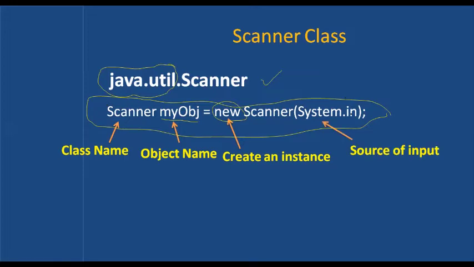In the constructor, you have to specify from where you would like to read the data, the source of input. Generally, you can read data from the standard input device, from the network, or from files. Whether you are reading data from files, the standard input device, or the network, you have to specify here the source of input. In this tutorial, I'm going to read the data from the standard input device. So I'm giving it as System.in.